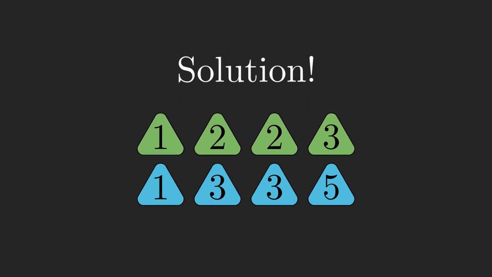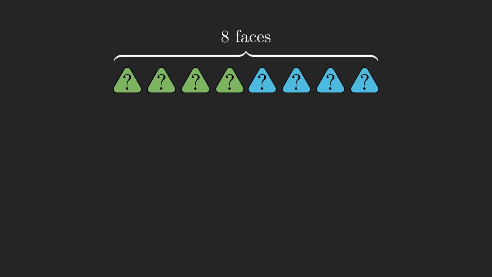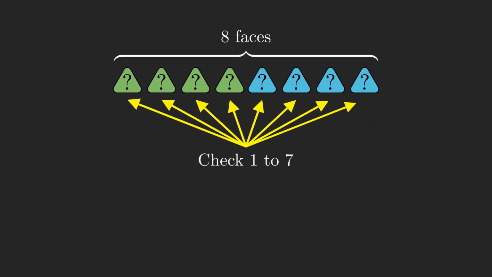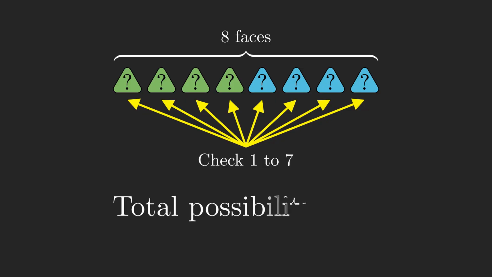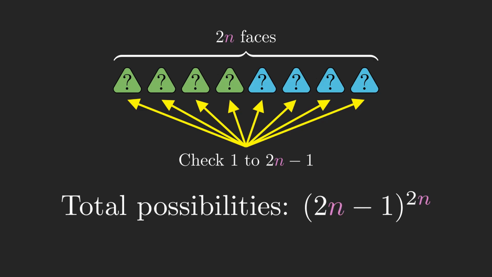Using this approach, we're filling in the values for 8 faces, and for each of those faces, we're checking each number from 1 to 7, so the total number of possibilities to churn through is 7 to the 8th power. In general, for n-sided dice, this number is (2n-1) to the 2n, because we're filling in the values for 2n faces, and for each of those faces, we're checking each number from 1 to 2n-1.